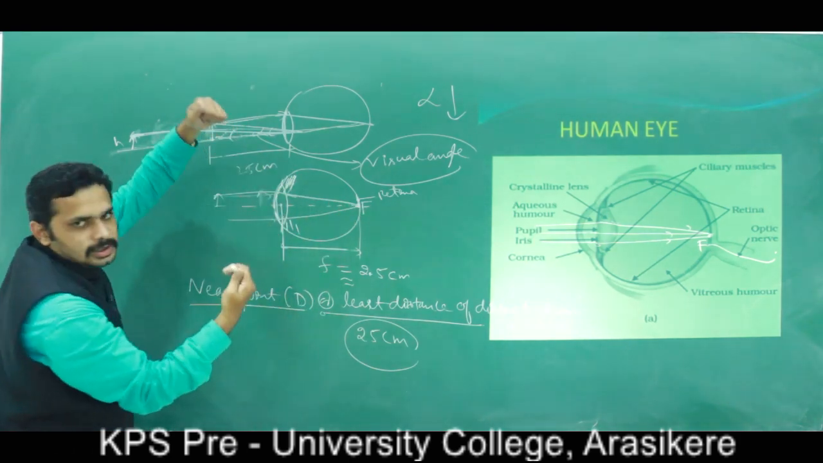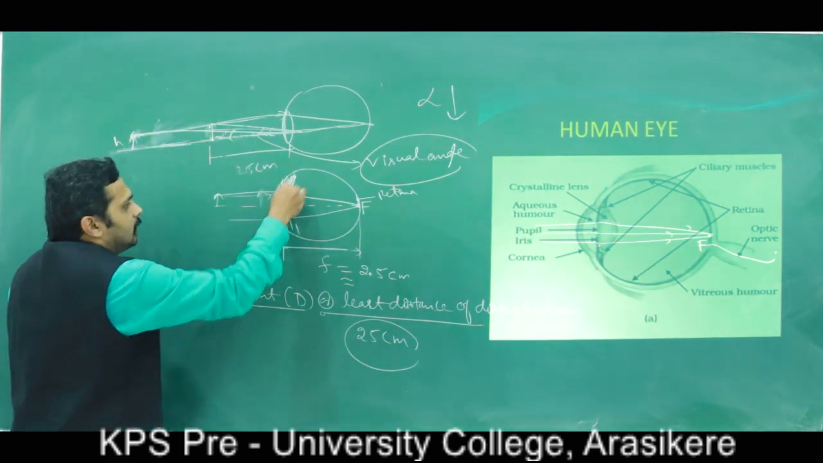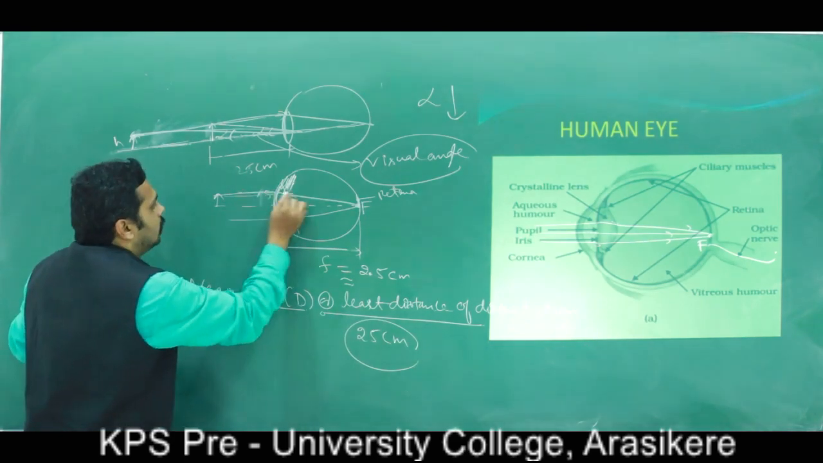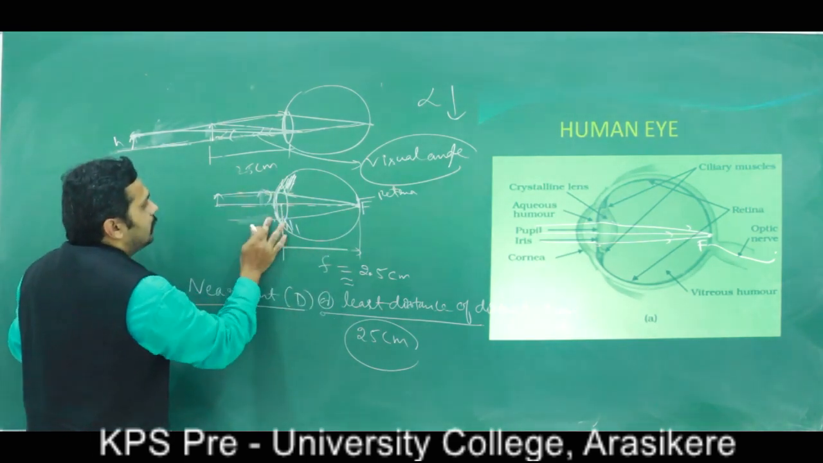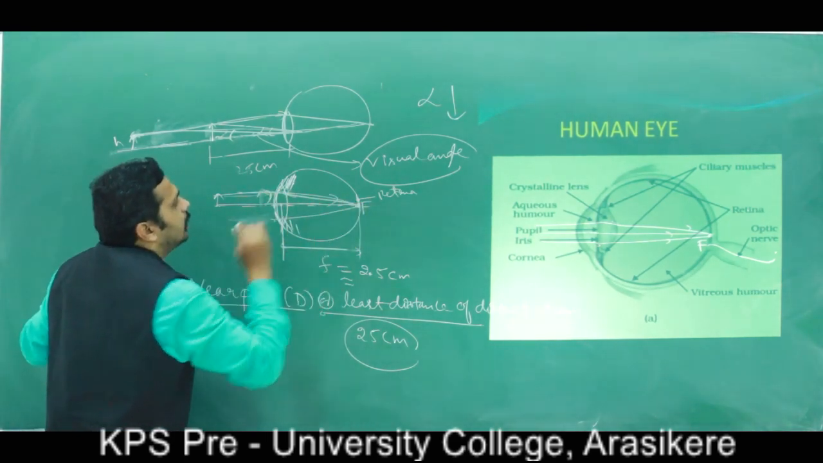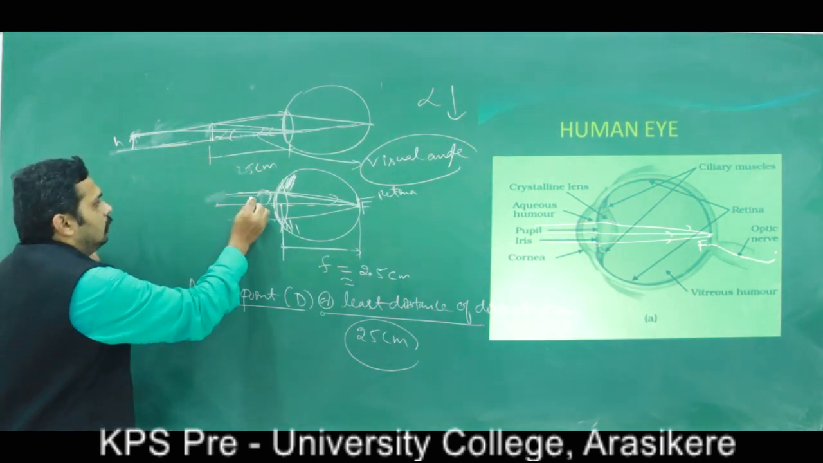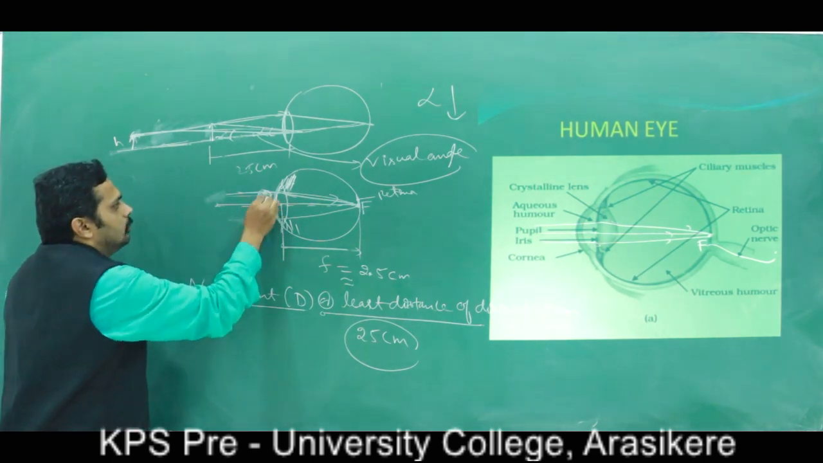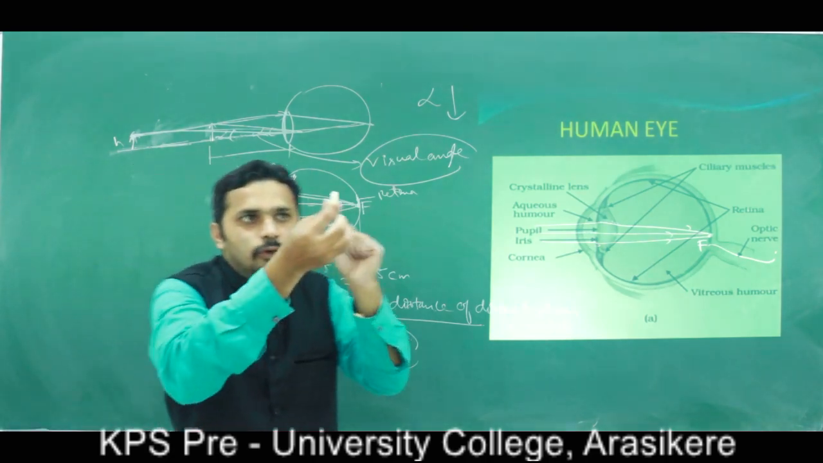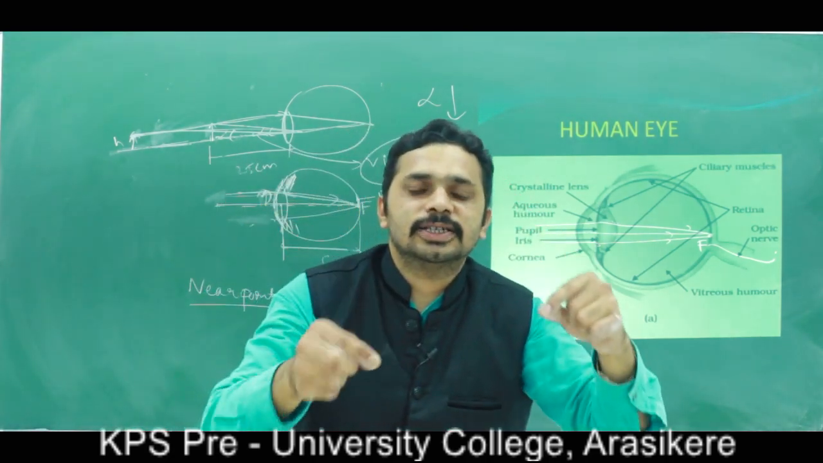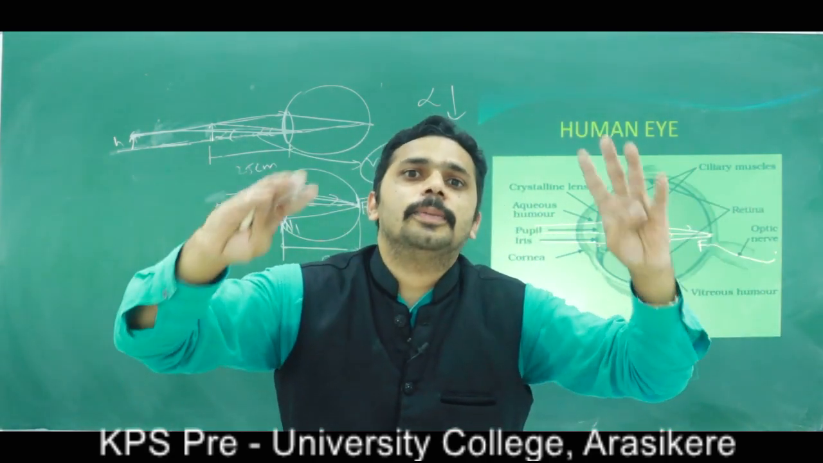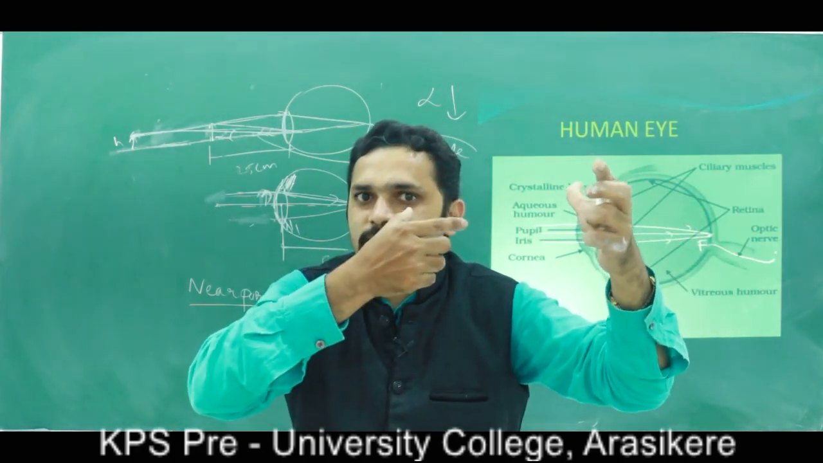The ciliary muscles are going to compress. With the help of the ciliary muscles, all the light rays are going to focus on the retina. Now I am bringing it very close, meaning the ciliary muscles are not going to compress, because they compress maximum at the least distance of distinct vision.